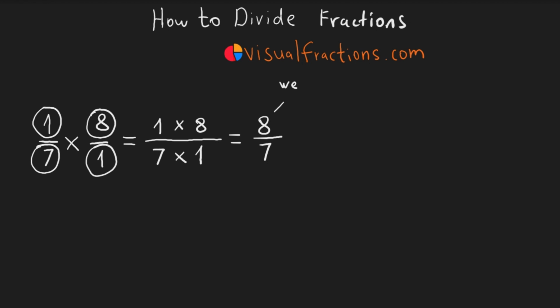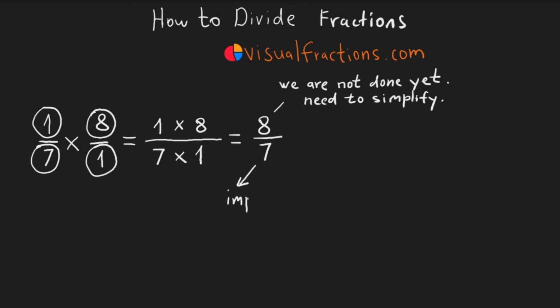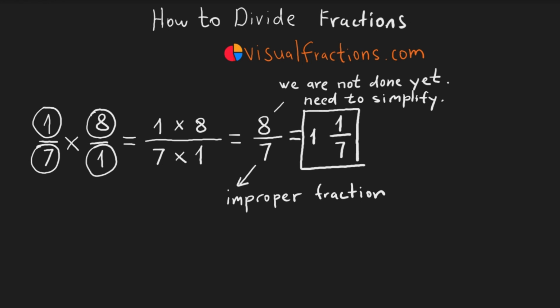But we're not finished yet. This fraction is an improper fraction since the numerator is greater than the denominator. 8/7 is equivalent to 1 and a 7th, meaning 1 whole and 1/7. And there you go. You've now successfully learned how to divide 1/7 by 1/8 and represent the result. Fraction division can be that easy.